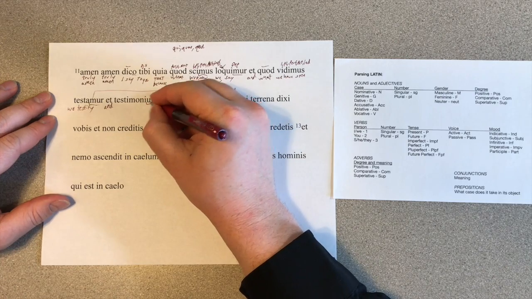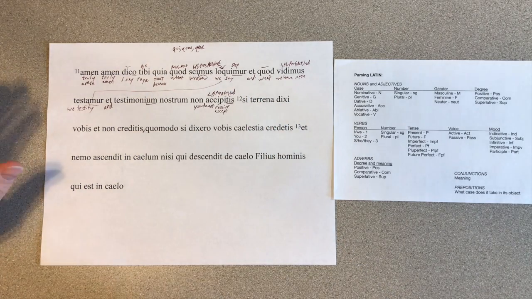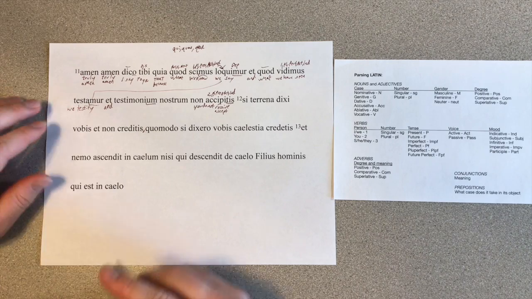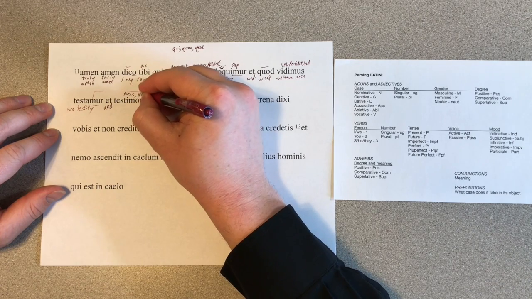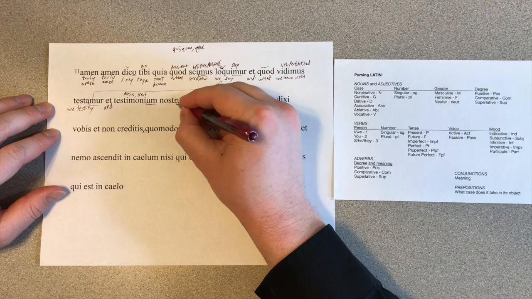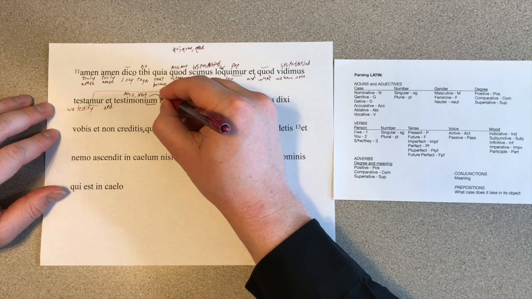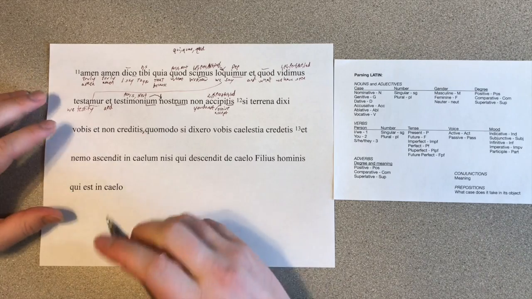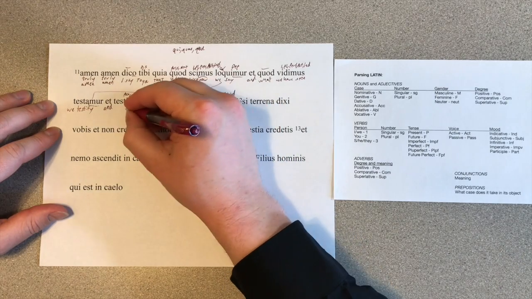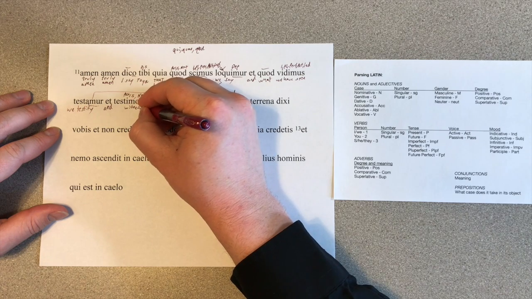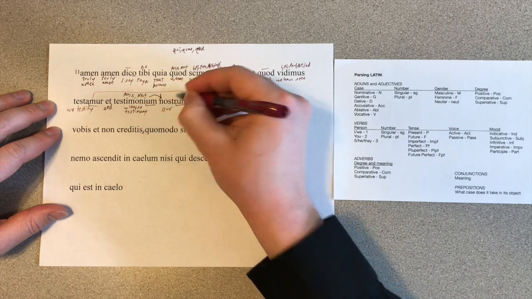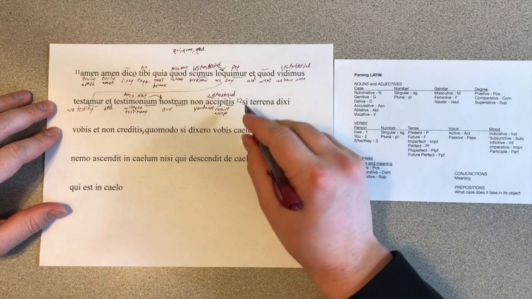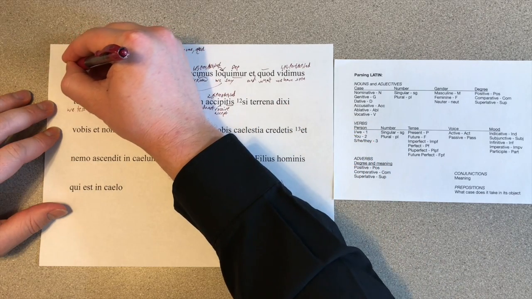Testimonium, U-M right there. Initially looking at the I, you might think a genitive plural of an I-stem third declension. But no, this is testimonium, testimonii. So it's a normal second declension neuter. Accusative, singular. Nostrum, U-M right there. Match that. An adjective, so keeps the same form. And witness, testimony, our.